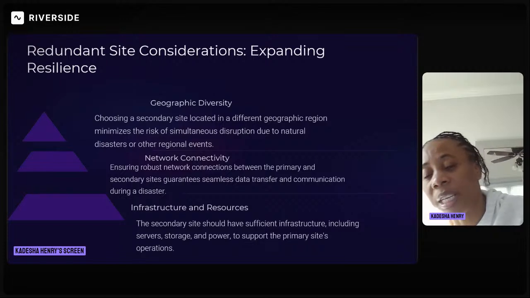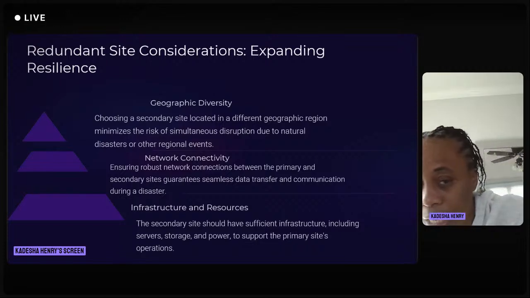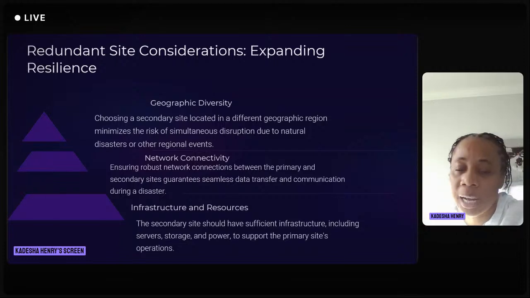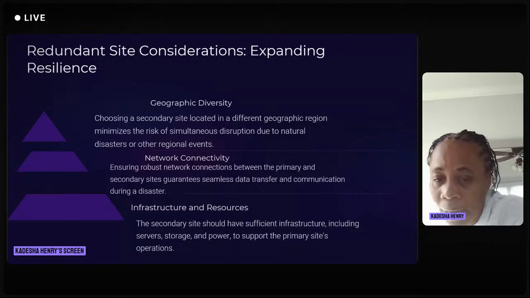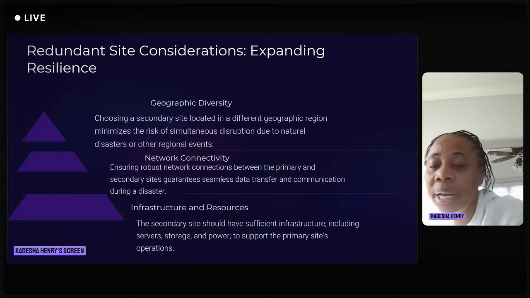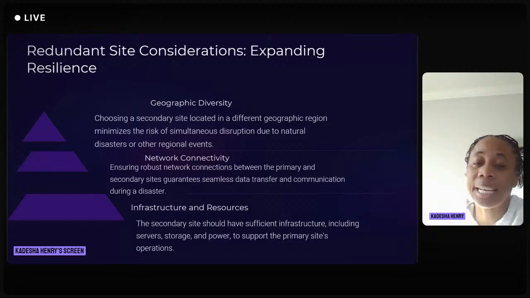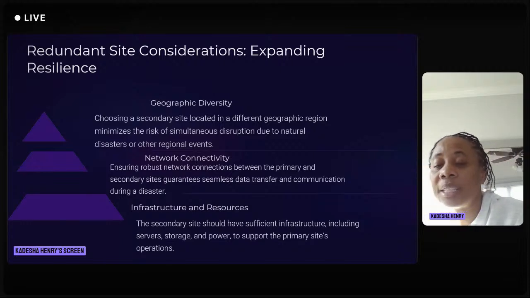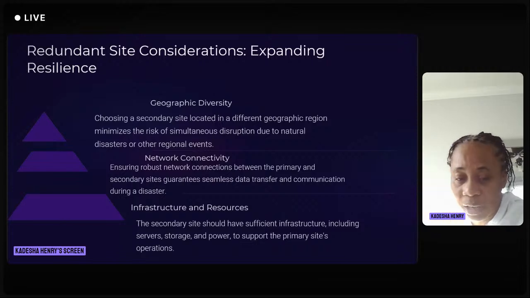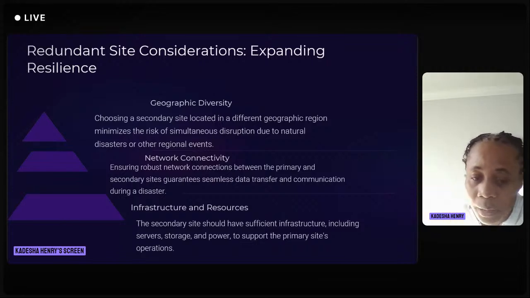Network connectivity. These are considerations you must take when you are doing redundant site consideration. Ensure there is good network connectivity between the primary and secondary site, which guarantees good flow of data and communication during a disaster.